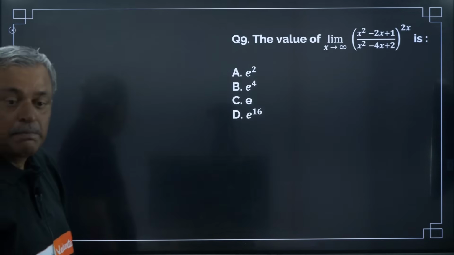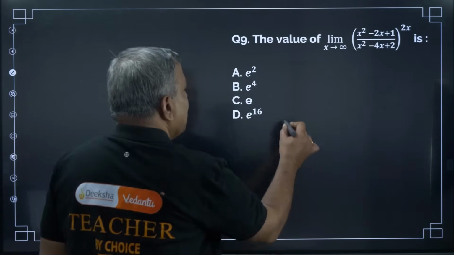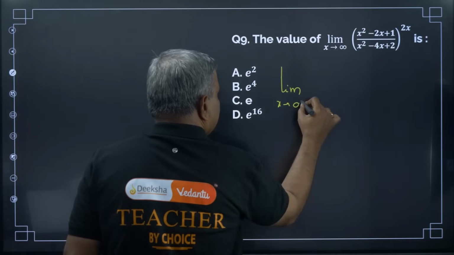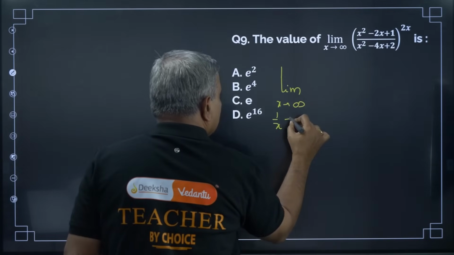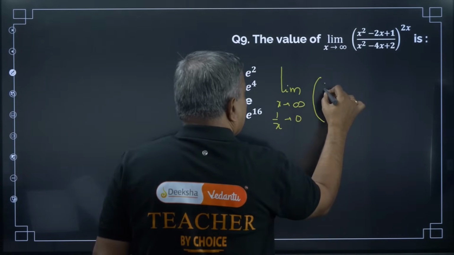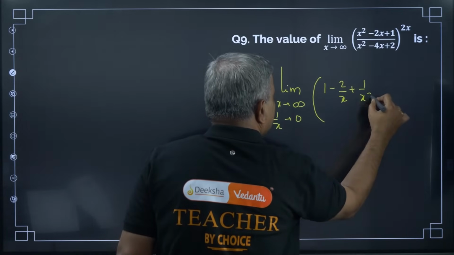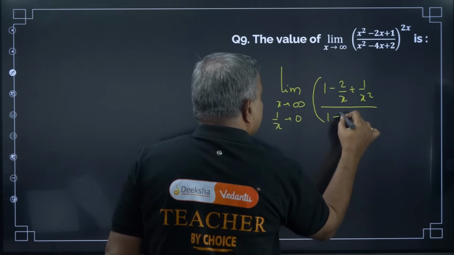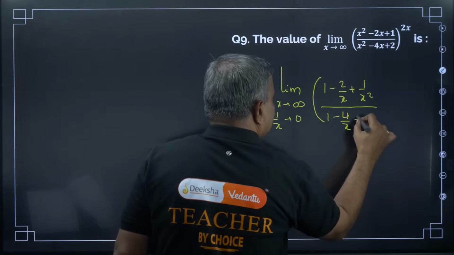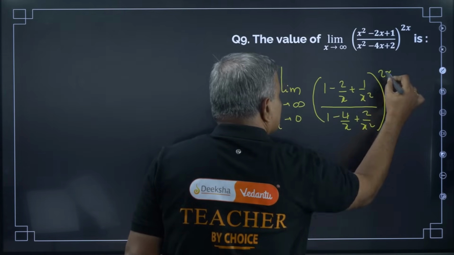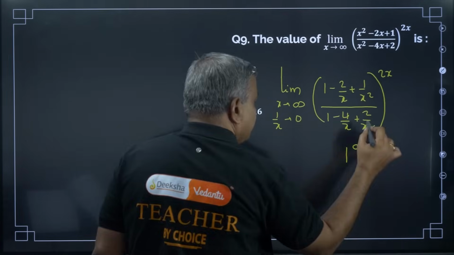The value of limit. Before we proceed, I'll rearrange this question first. Limit x tending to infinity, with 1 by x tending to 0, this question will become 1 minus 2 by x plus 1 by x square, over 1 minus 4 by x plus 2 by x square, to the power 2x. So it is a 1 to the power infinity form.